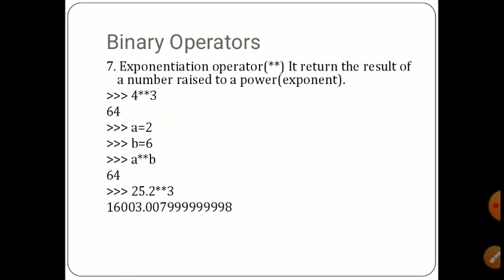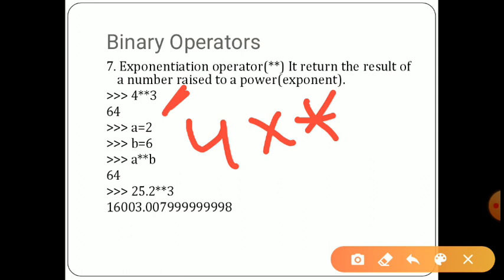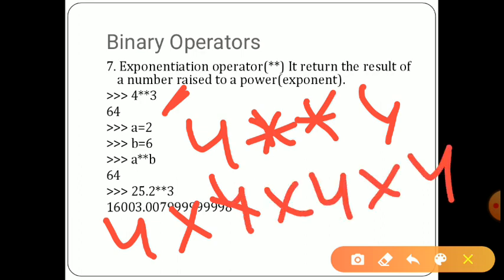Okay, so exponent operators do the power, whatever power. If I write 4 exponent 3, it will return 4 to the power 3. If I write 4 exponent operator 4, what calculation does it do? 4 multiply 4 multiply 4 multiply 4, like that.